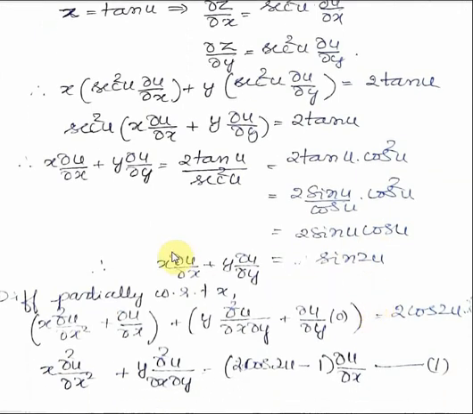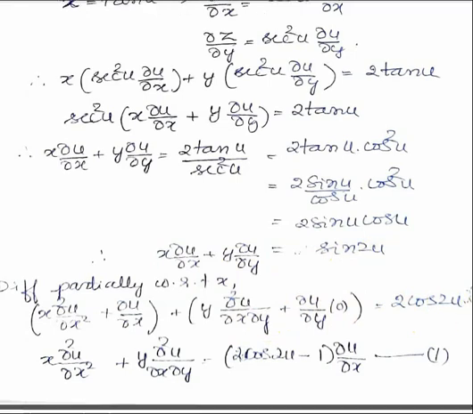Okay, take this relation and again partially differentiate with respect to x. This is again product rule. X is kept constant, dou u by dou x becomes dou square u by dou x square plus dou u by dou x into differentiation of x is 1 plus y dou u by dou y, again use product rule. Y into dou u by dou y differentiation with respect to x becomes dou square u by dou x dou y plus dou u by dou y into differentiation of y is 0. This side, sin 2u becomes 2 cos 2u into differentiation of u, which is dou u by dou x.